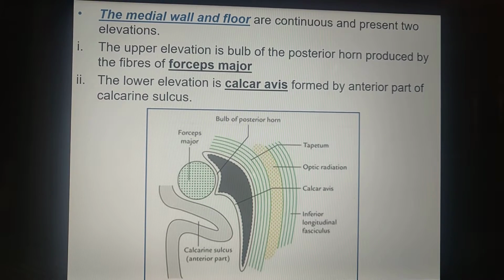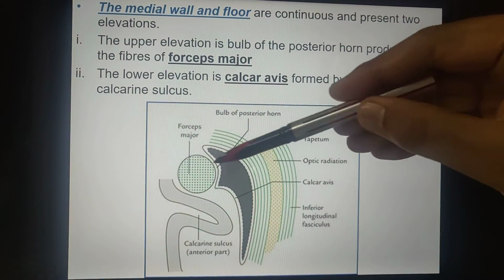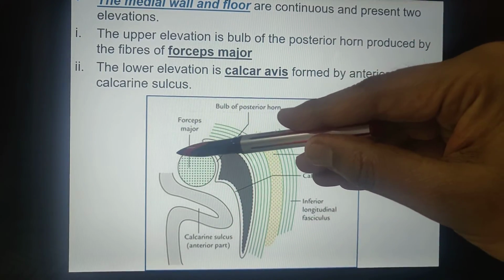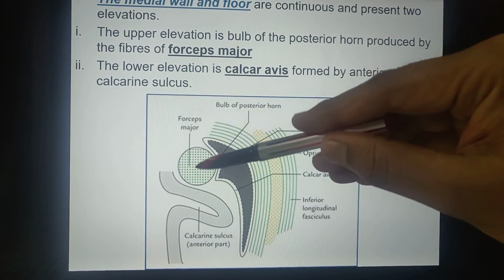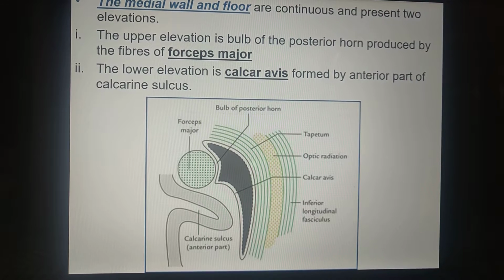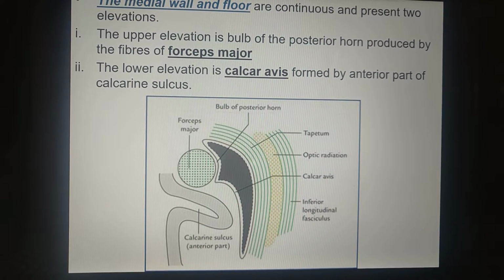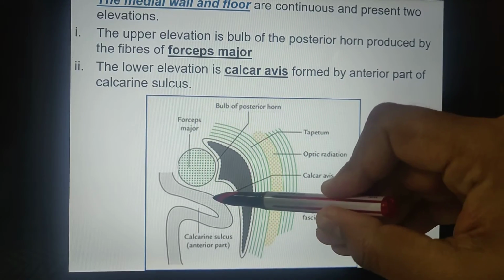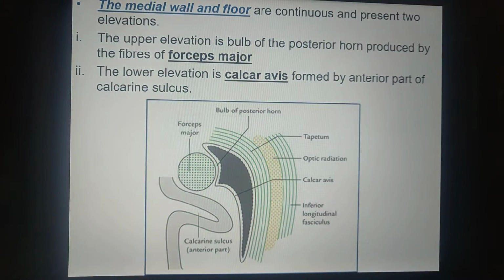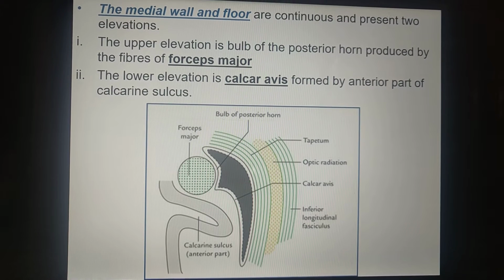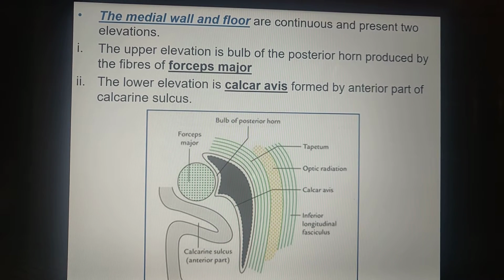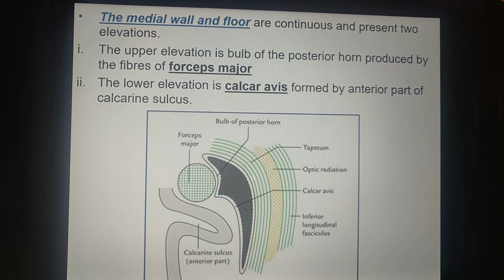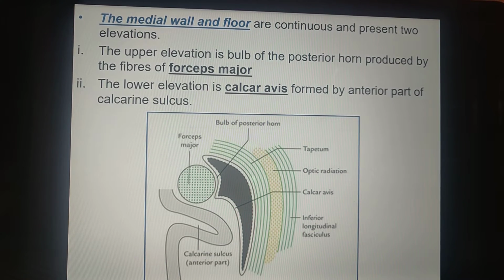The medial wall and floor are continuous. There is an upper elevation, the bulb of the posterior horn, produced by the fibers of the forceps major, and a lower elevation, the calcarine sulcus, which is elevated and makes the calcar avis. It is the inferior elevation of the medial wall and floor of the posterior horn of the lateral ventricle.